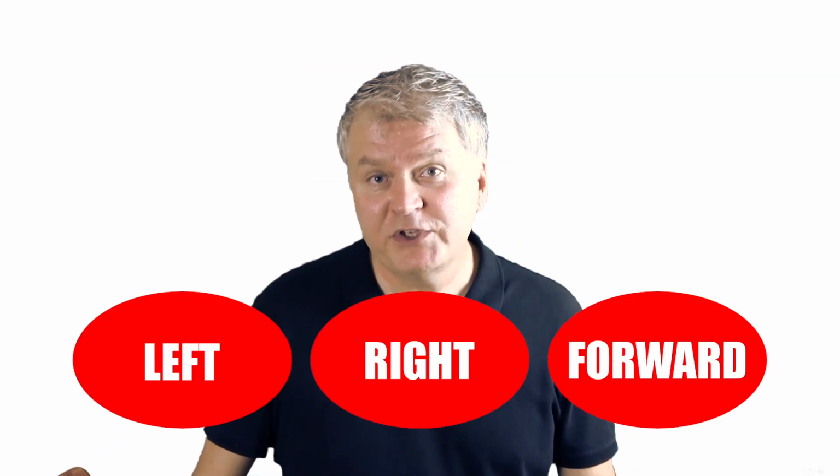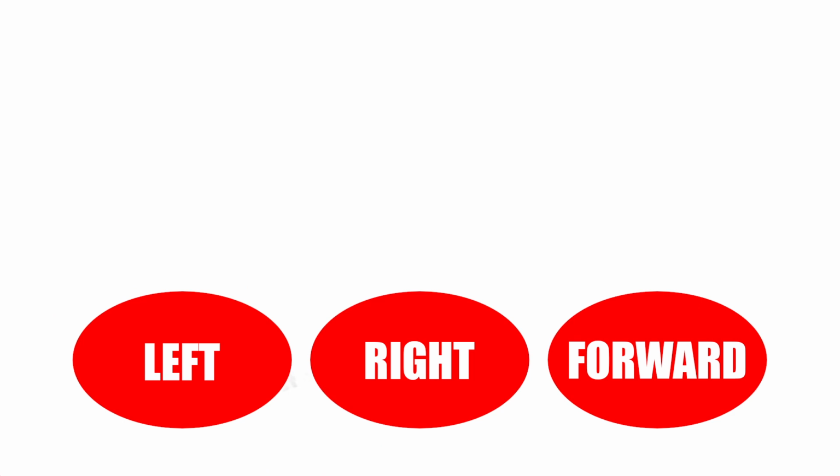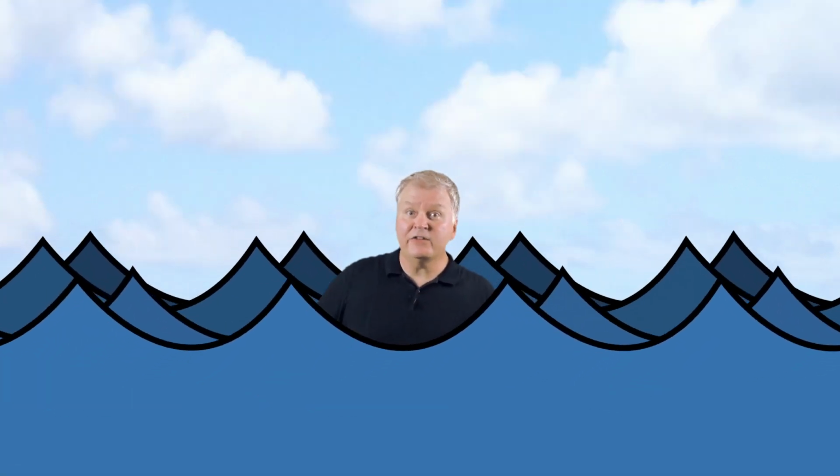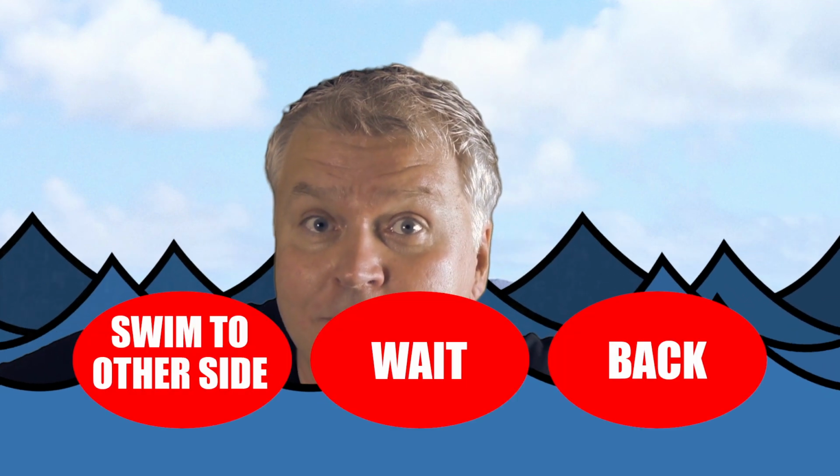Should we move left, right, or forward? If we choose left, we're confronted with a new set of choices based on the choice that we made. Because we moved left, we fell in the water. Should we try to swim to the other side of the water? Should we wait to be rescued? Or should we get out of the water and go back and try another direction altogether? Then we make one of those choices, and then that choice presents other new choices, and so on.